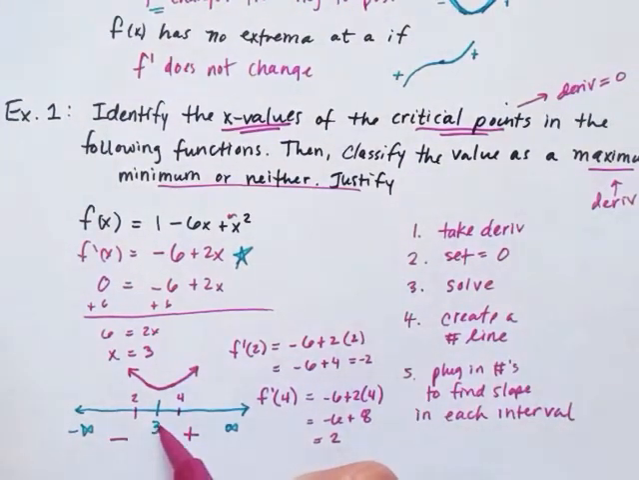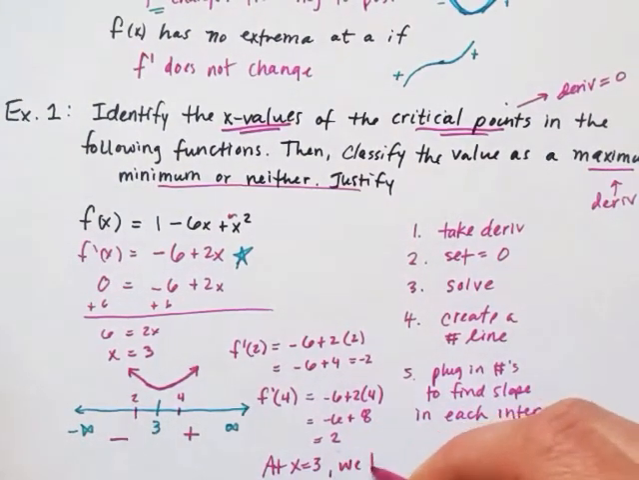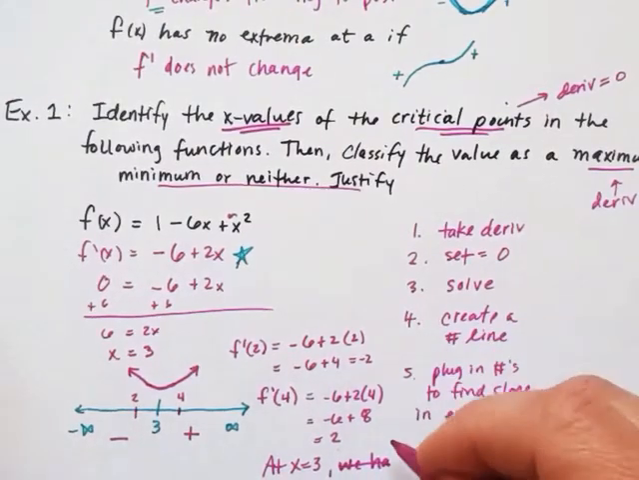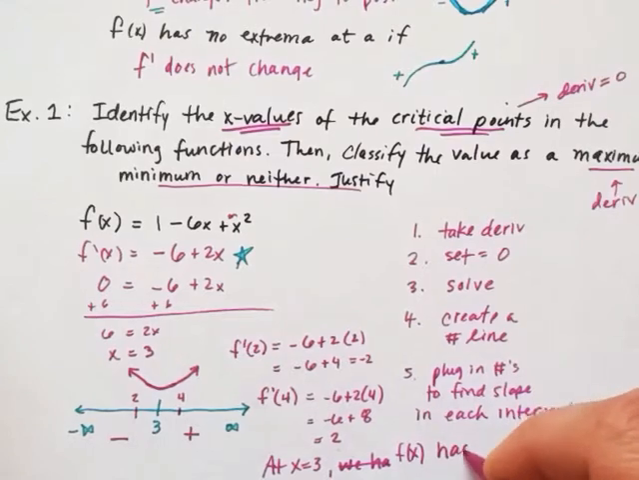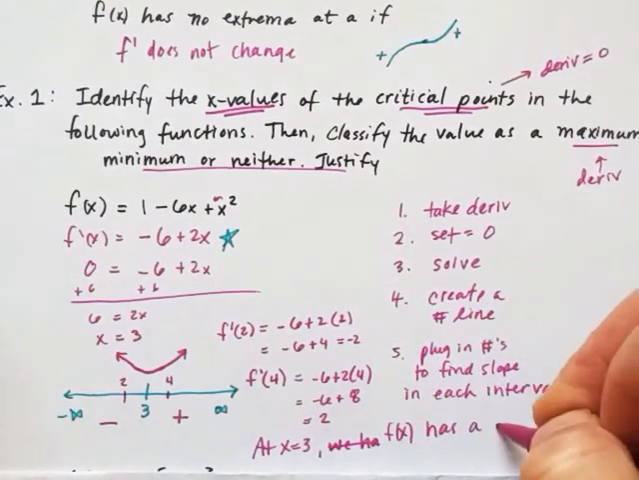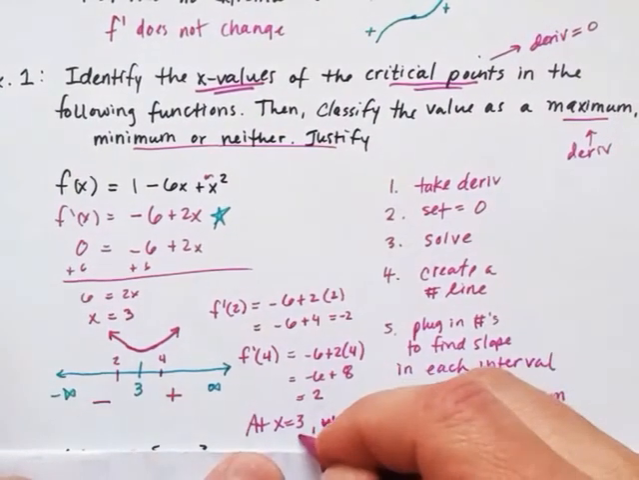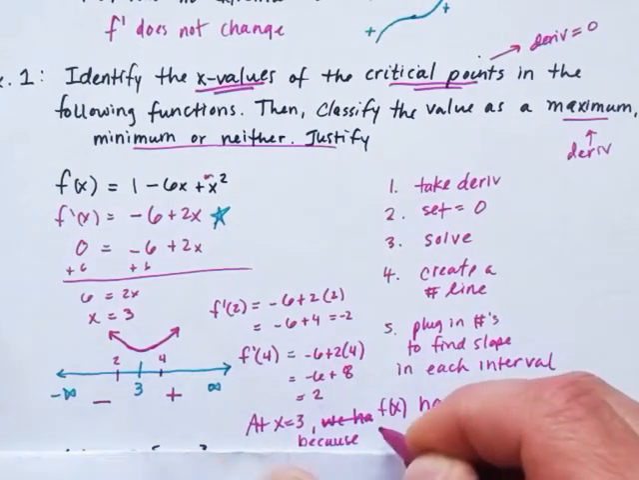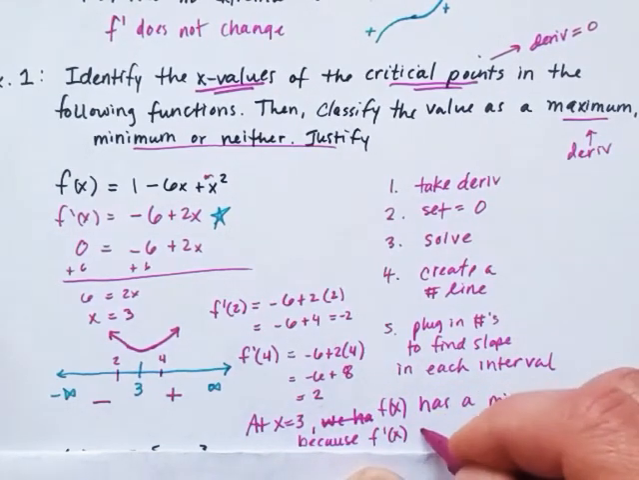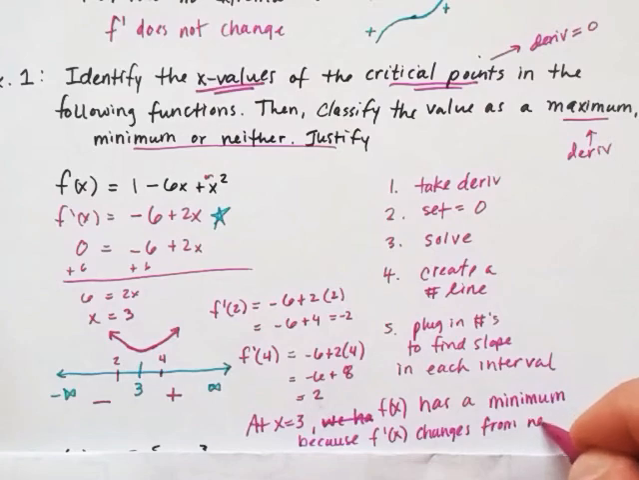So we found the x value, and at x equals 3, f of x has a minimum because f prime of x changes from negative to positive at x equals 3.